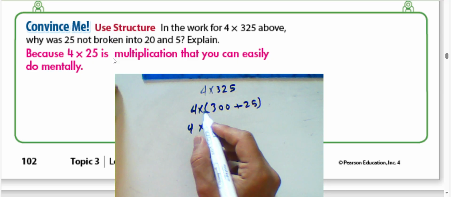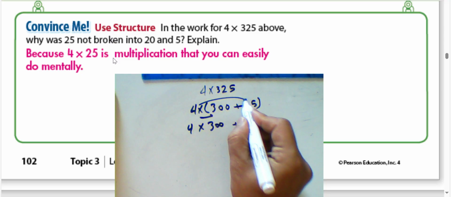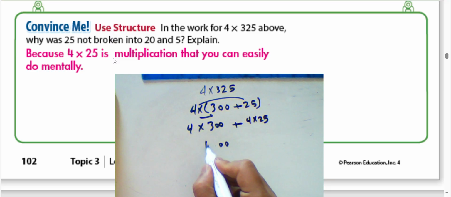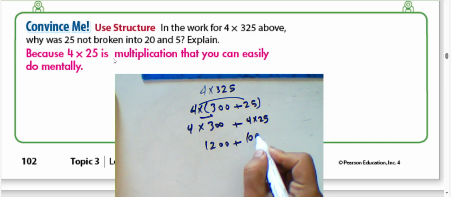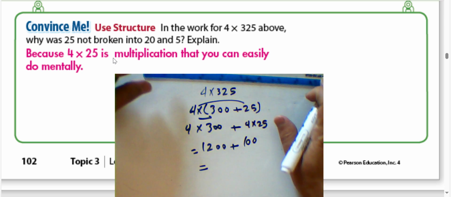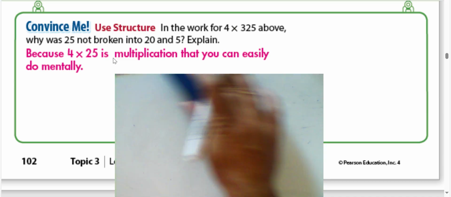You know this. Okay, then 4 times 300 using distributive properties, and 4 times 25. 4 times 300, I double 0 and 3 times 4 equals 12, and 4 times 25 equals 100. Then we can add together here, write double 0 and 2 plus 1 is 3, then the result will be 1300.